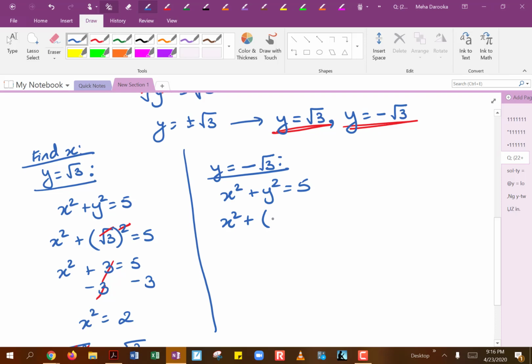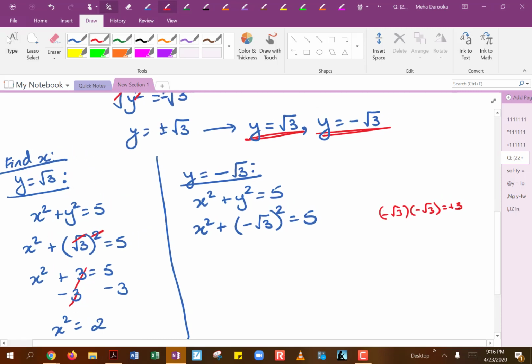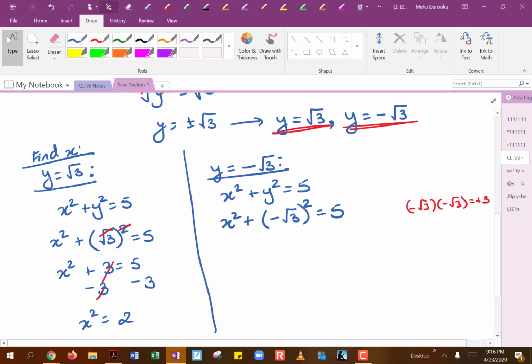Then again, replace your y with negative square root of 3, and that's going to be squared. Of course, you are doing negative square root of 3 times negative square root of 3. So the two negatives become positive, and square root of 3 times square root of 3 just becomes 3. In this case, your square cancels out the square root, but also makes this negative sign a positive. And you end up getting x squared plus 3 equals 5.